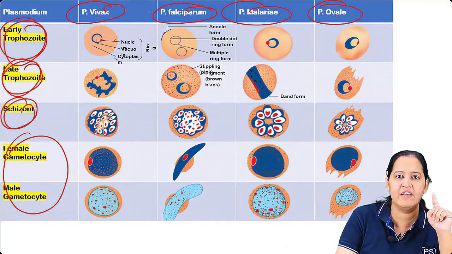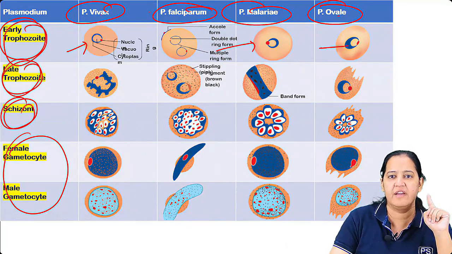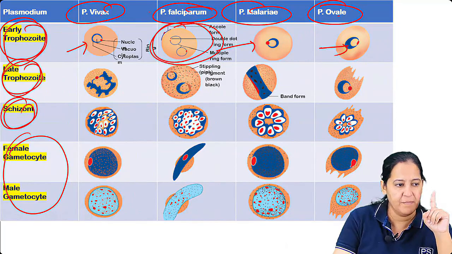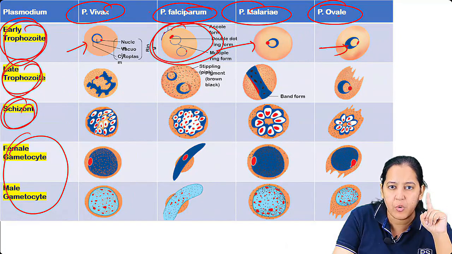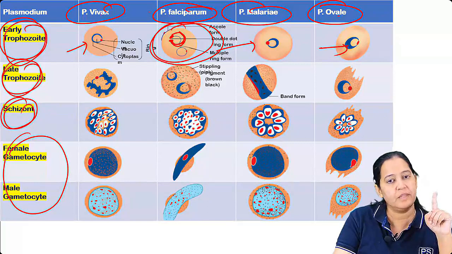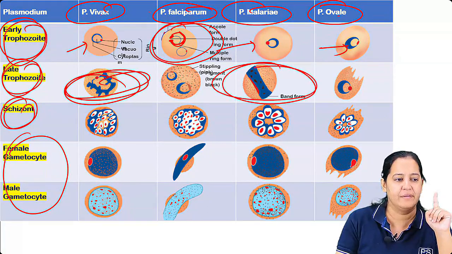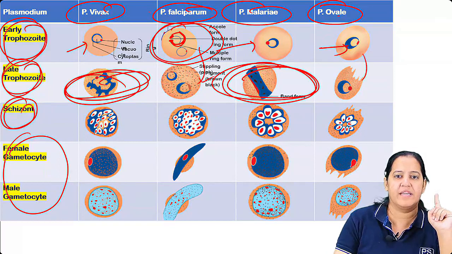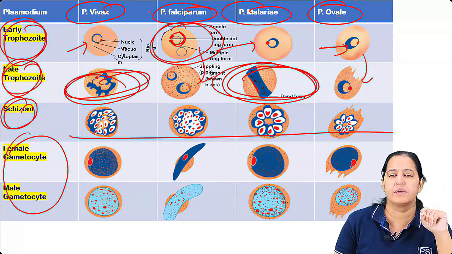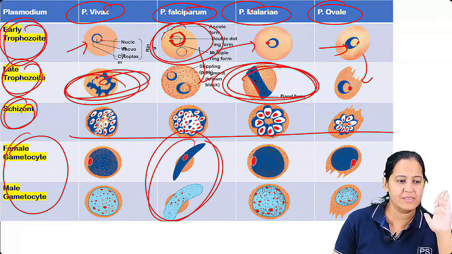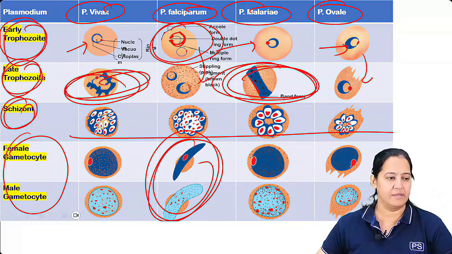You can see here one ring, here one ring, here one ring, but here multiple rings. Here multiple rings, and you can appreciate this one is Akul. In Falciparum, it's Akul. See, this is amoeboid. See, this is band. In malaria, it's band. The remaining two are same. See, these all are schizonts. See the gametes. Only this one is sickle shape. Remaining all are spherical. You all got it?